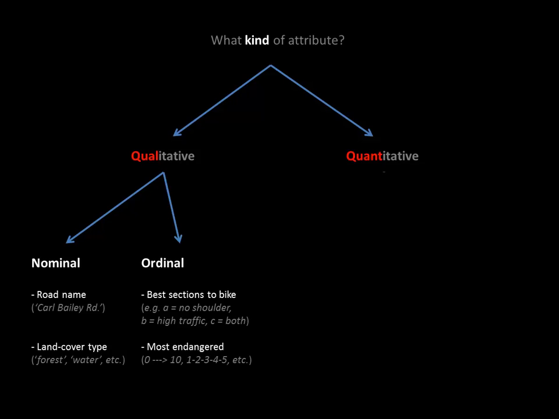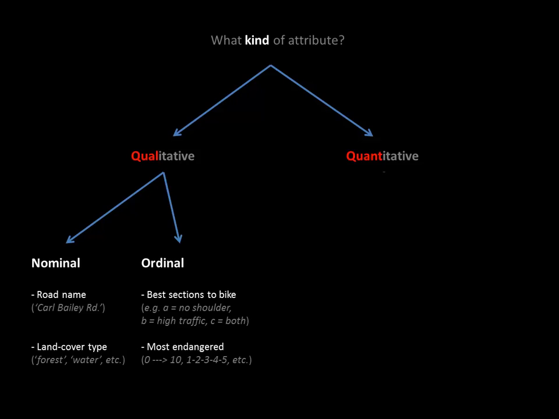it has an order. So this might be a category of road that says, okay, A for this section of road means no shoulder if you're trying to bike it, and B might mean high traffic, and C might mean both, and if we added D, it might mean neither. There's an inherent order that is subjective about that specific piece of road. We can do quantitative things with it, but I'd like to call ordinal qualitative for our purposes.